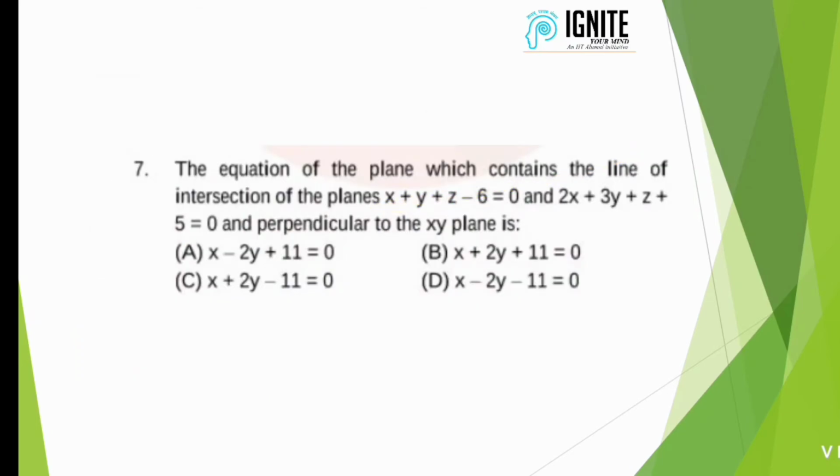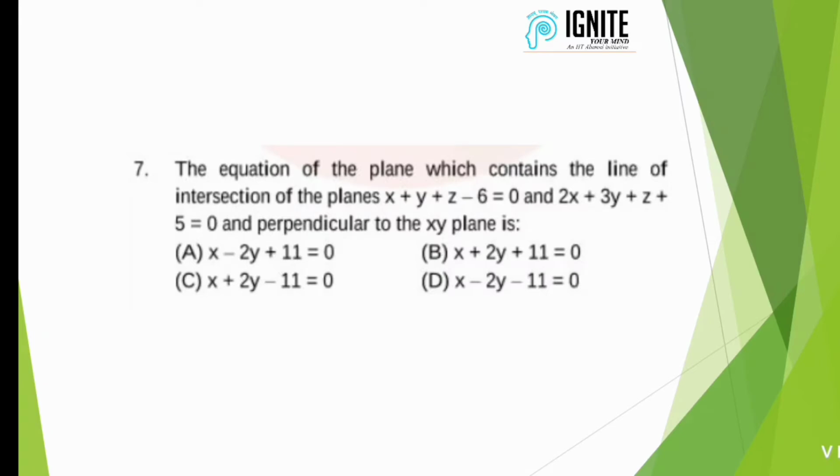The equation of the plane which contains the line of intersection of the planes x plus y plus z minus 6 is equal to 0 and 2x plus 3y plus z plus 5 is equal to 0, and is perpendicular to the xy plane. You have two planes, and you have the line of intersection of these two planes. You have another plane that contains the line of intersection of these two planes, and that is also perpendicular to the xy plane.